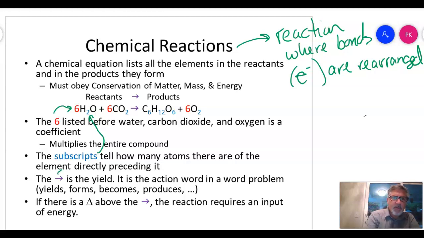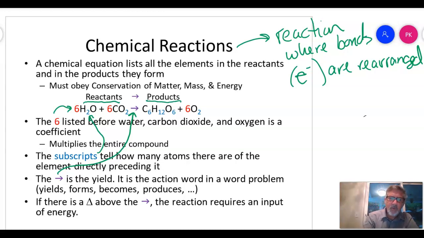This little purple arrow here is the yield. So yield in a math equation is kind of like an equal sign. 6 plus 6 is equal to 12, so the yield is an equal. So we could say that all these things on the left-hand side are reactants, and all the things on the right-hand side are products, just like it says here. So we can say that reactants yield products.